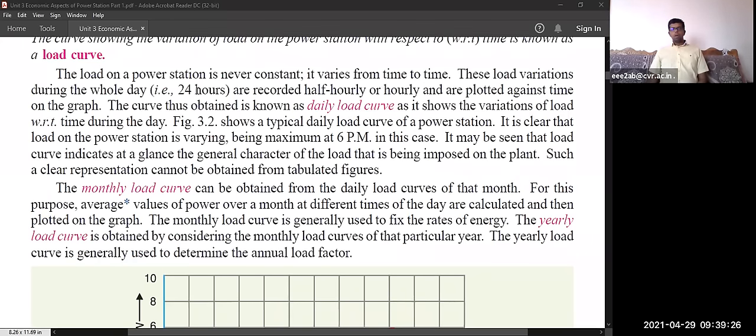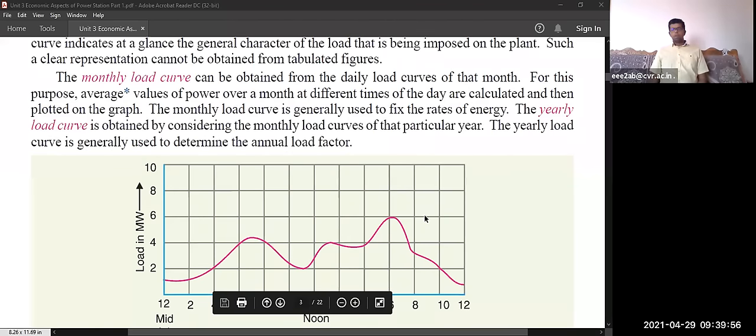So these variations of the whole day are recorded half hourly or hourly and plotted against a graph. The curve obtained is known as the daily load curve, and it shows the variation of the load with respect to time during the day. This figure shows the daily load curve of a power station. It is clear that the maximum load on the power station is at 6 p.m. So majorly in our homes also, the maximum load is from approximately 5:30 to 10 o'clock or 9 o'clock range only. We will be using the maximum loads.